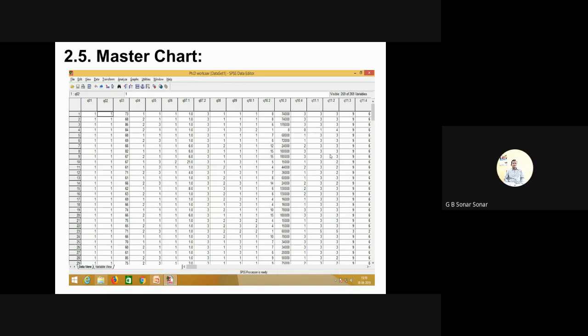So earlier, it was prepared manually. Nowadays, we prepare master chart using Excel sheet. Master chart can also be prepared in an SPSS sheet. So this is an example of one SPSS sheet.